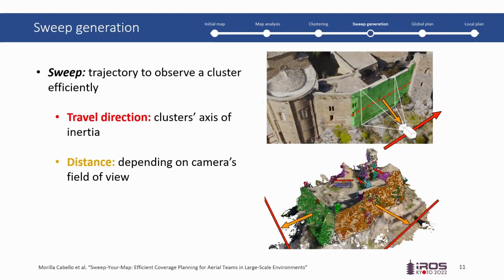Thanks to the perception-aware clustering, we can now generate trajectories to observe the whole cluster in a straight-line path that can be traversed at high speed. These are what we call sweeps. We use the average normal of the cluster as the observation direction.